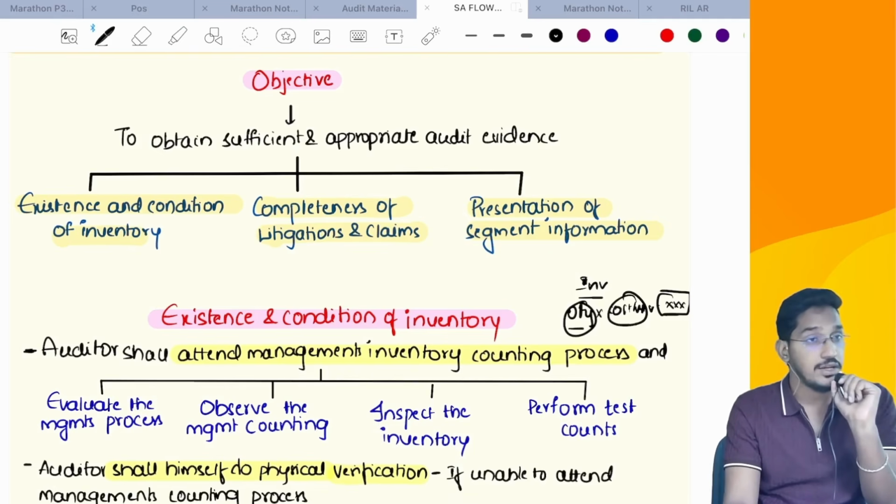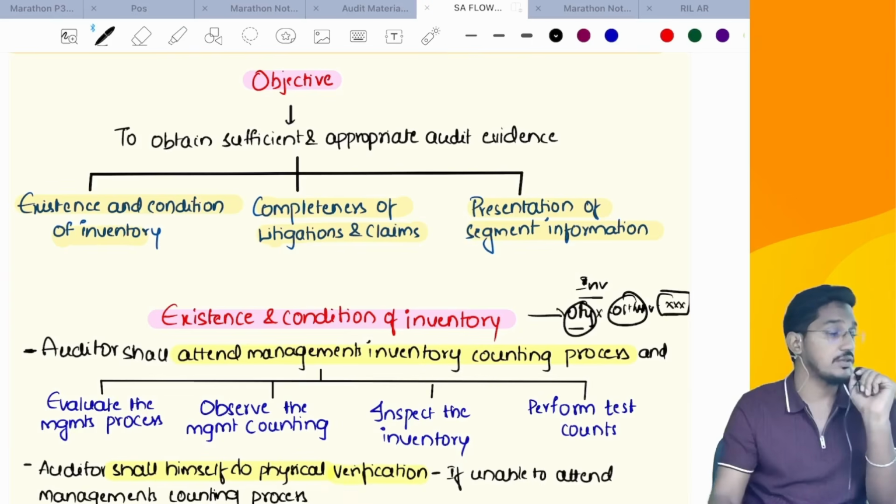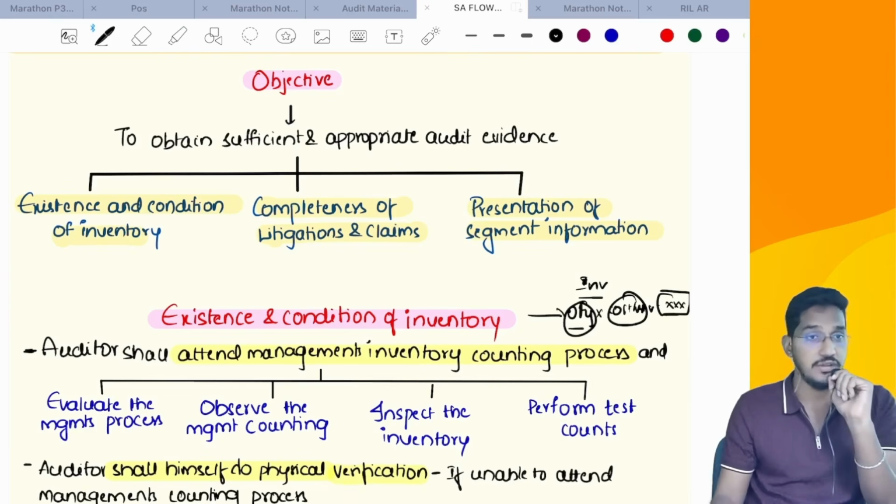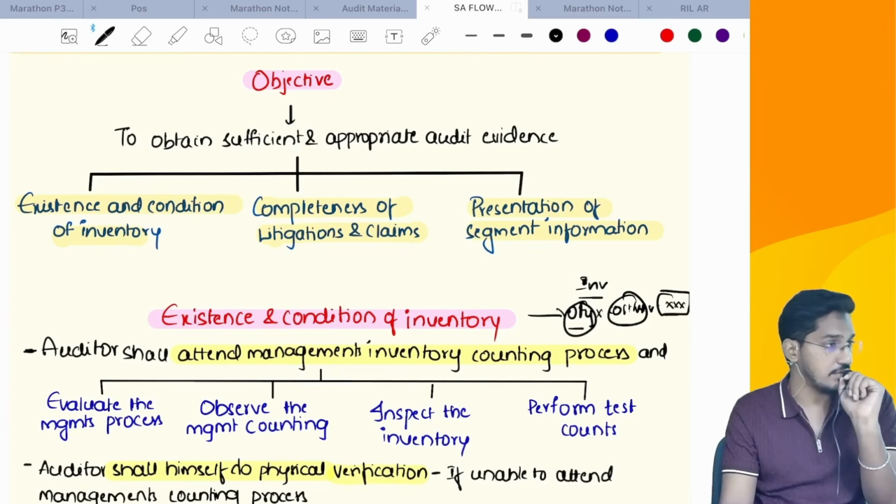So when I say you need to obtain audit evidence regarding existence, I'm talking about quantity. You need to obtain audit evidence regarding the quantity, whatever quantity that has been used for the purpose of valuation, whether that quantity is really there with the company.